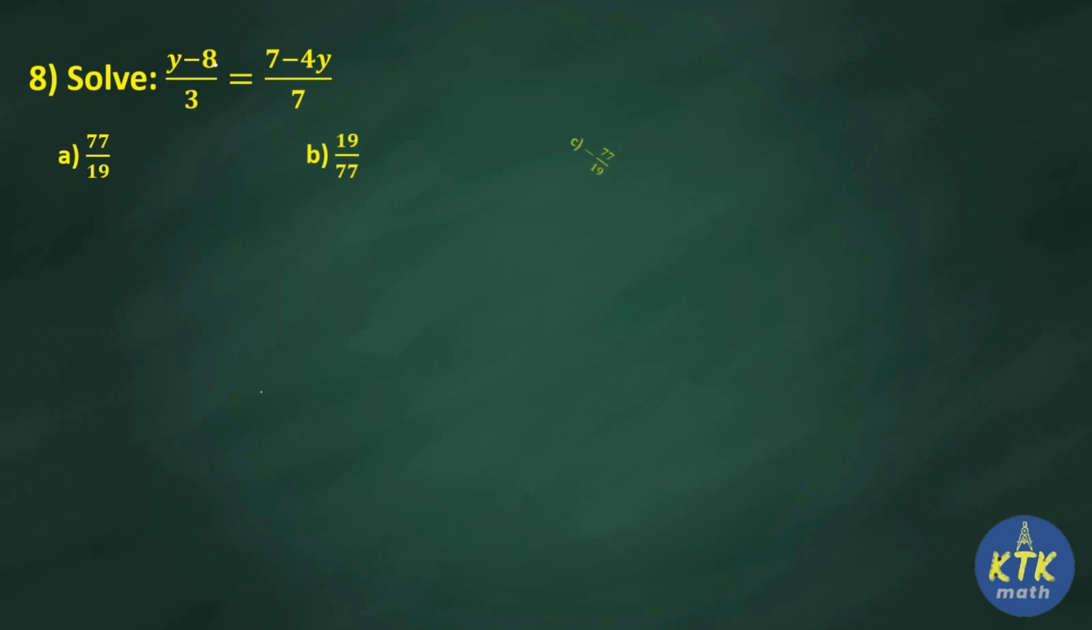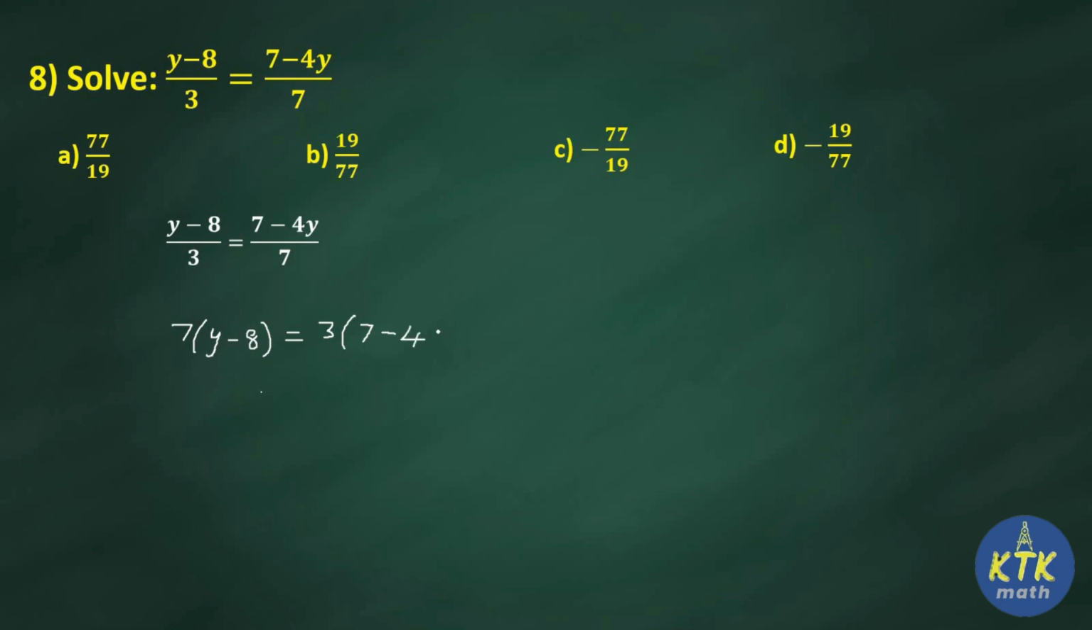Question number 8. Solve y minus 8 by 3 is equal to 7 minus 4y by 7. Both sides contain just a fraction only. Okay, when these kinds of questions are given to you, I'll give you a shortcut method. I'm going to rewrite this as a single equation. The right side denominator is multiplied here, the left side denominator is multiplied here, that is 7. Just see how I am writing: 7 into y minus 8 is equal to 3 multiplied on the right side, 3 into 7 minus 4y. So I made this fraction into a single step.